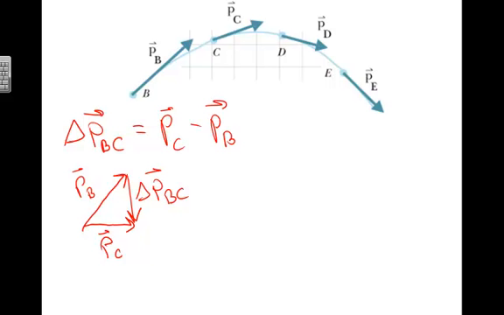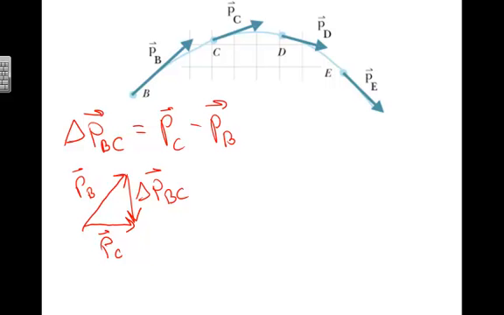Here's another way of thinking of it. If my PB is pointing this direction, which way would I have to pull on that vector to get it in the direction of PC? That's really what the change is. It's pulling on that vector to get it moving in a different direction.